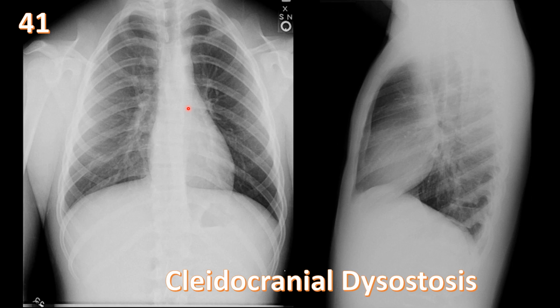bone ossification. And it can have a lot of findings such as large fontanelles, Wormian bones, supernumerary teeth. But what you need to remember the most is that they have agenesis or absent or small hypoplastic clavicle, and that should give you the diagnosis of cleidocranial dysostosis.